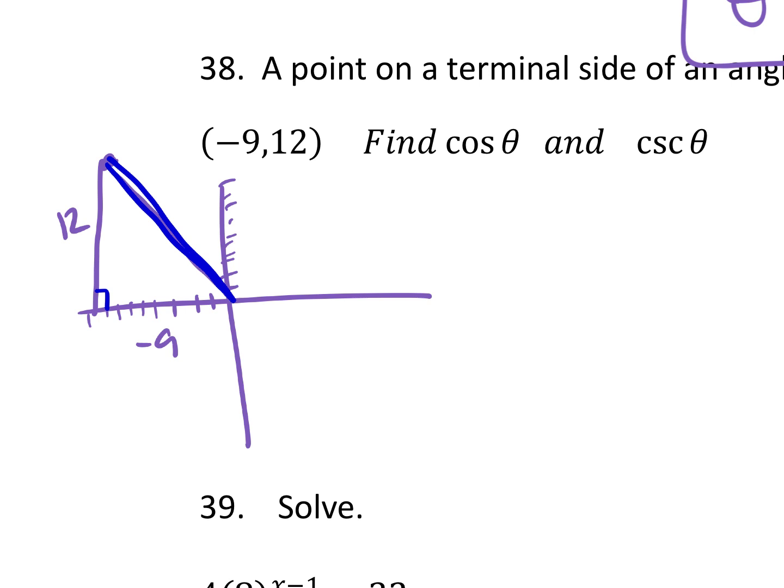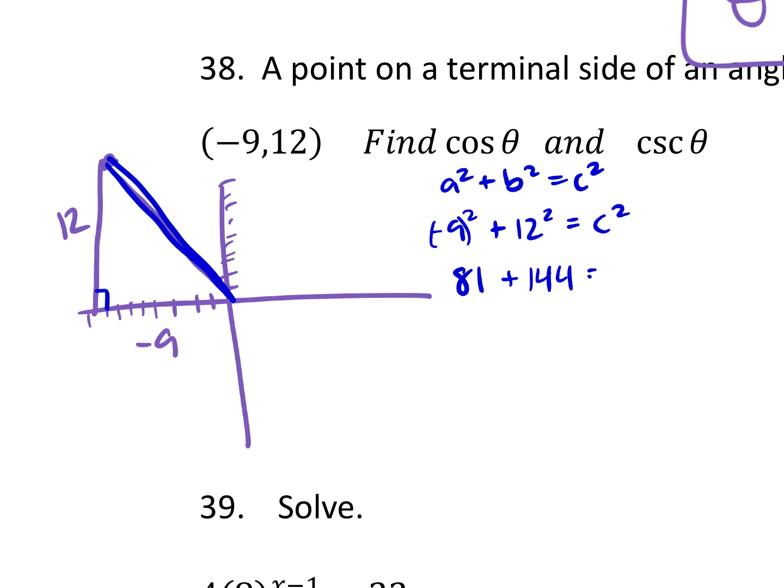A squared plus b squared equals c squared. So negative 9 squared plus 12 squared is equal to c squared. So this would be 81 plus 144 is equal to c squared. So 225 is equal to c squared. So what would c be? 15, awesome.